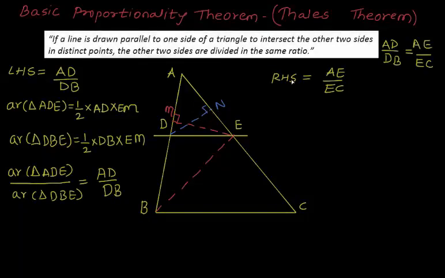So what is the area of triangle ADE? Let's write it down. Area of triangle ADE is equal to half into base. We are going to consider AE as the base because this is the segment we are targeting. So AE, which is the base, into height. Height is DN, the new projection.